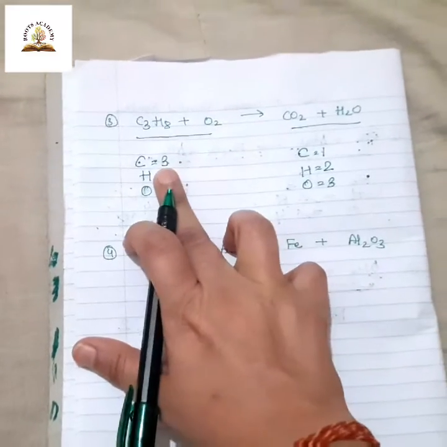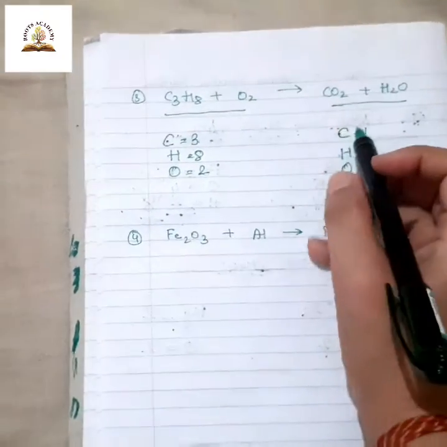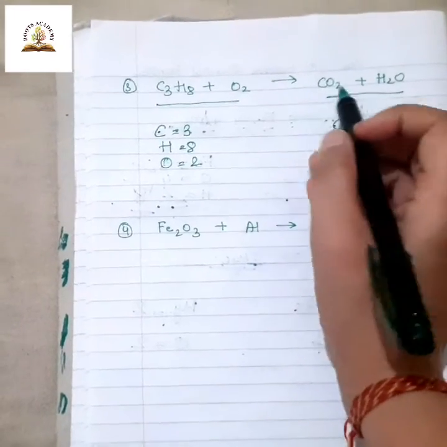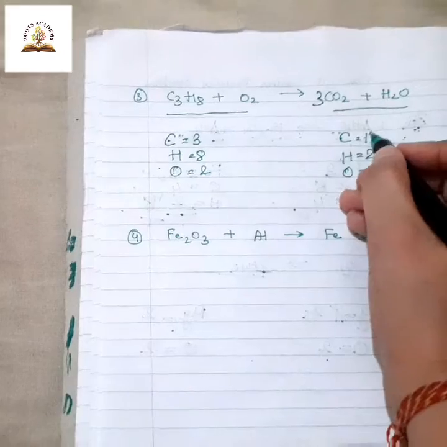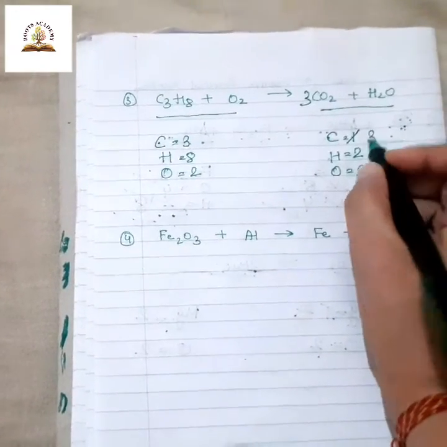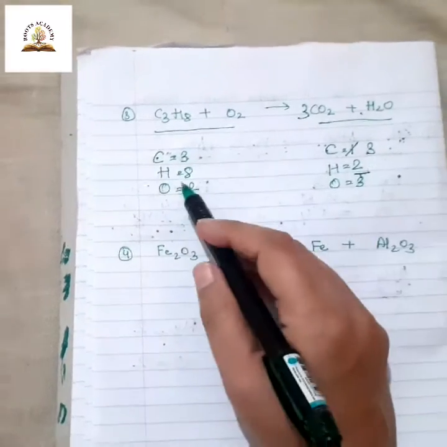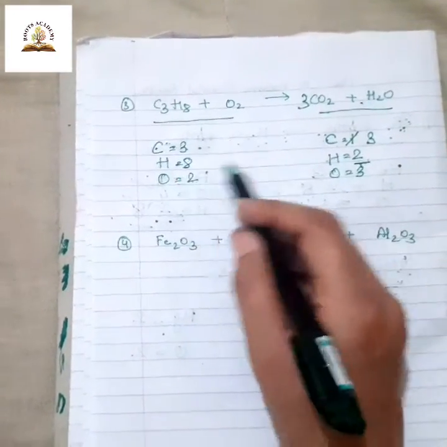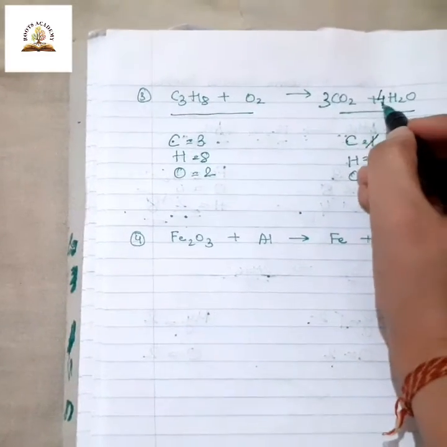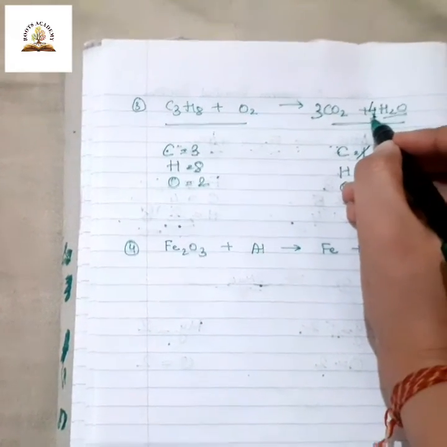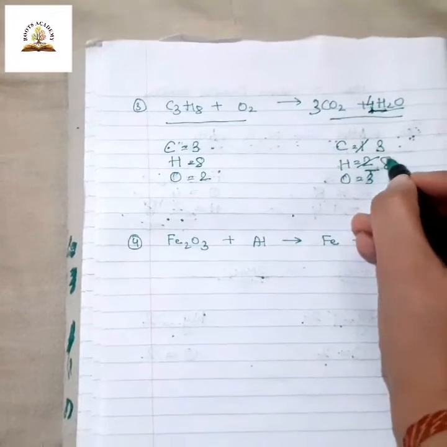Now my carbon is 3, here carbon is 1. To make it balance, I'm writing down here a 3. So carbon on the product side changes to 3. What about my hydrogen? Hydrogen on the product is 2, and hydrogen on the reactant is 8. To make it balance, I'm writing down 4. I'm multiplying this entire compound with 4. So my hydrogen turns to be 4 2s are 8. It turns to be 8.